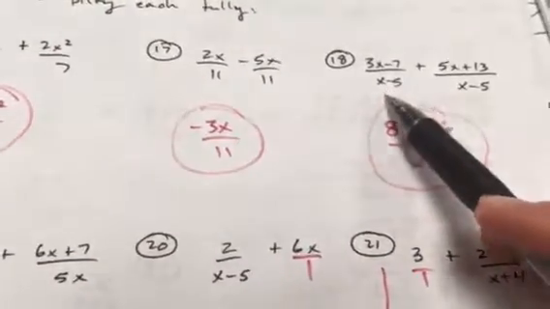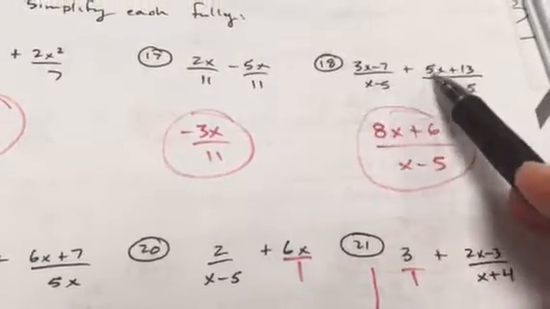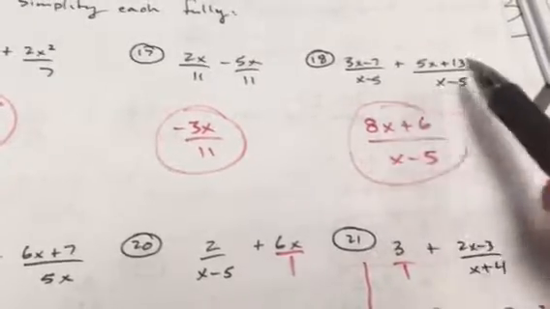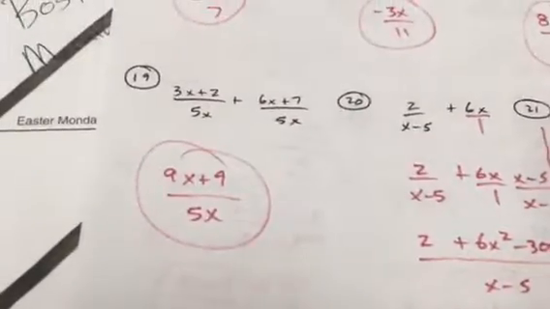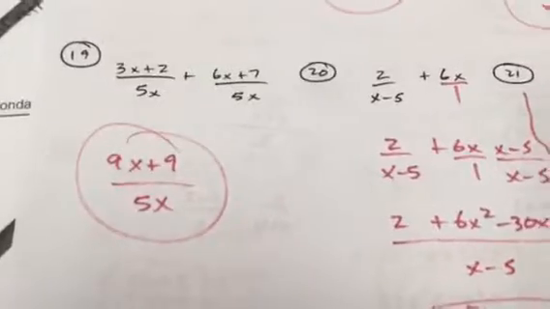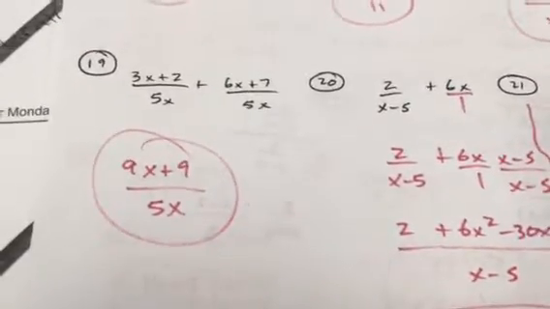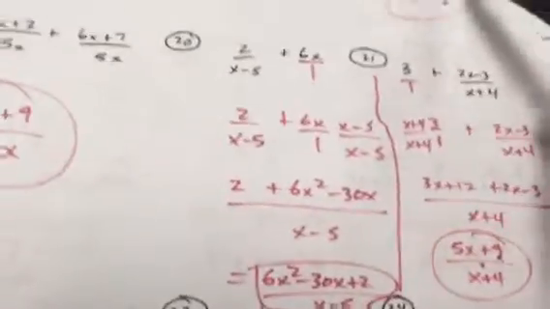Same denominator here, x minus 5, x minus 5, so add 3x and 5x, 8x. Negative 7 plus 13 is a positive 6. Right here, you have 3x plus 6x, that's 9x. 2 plus 7, that's 9.